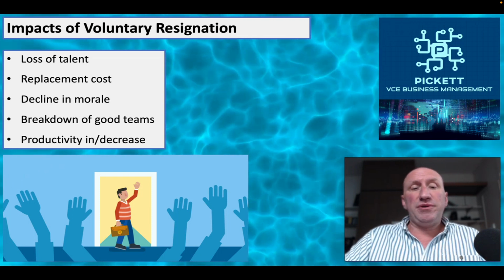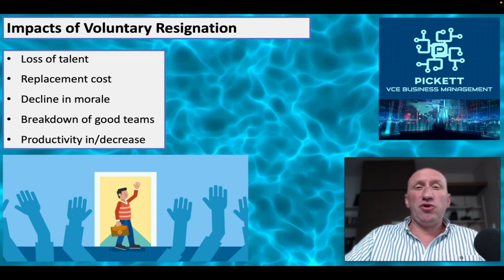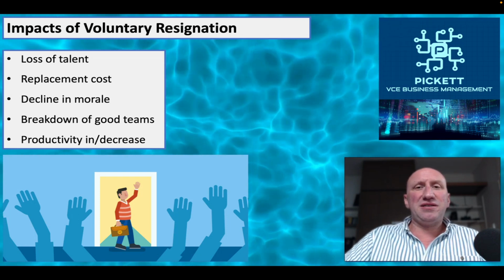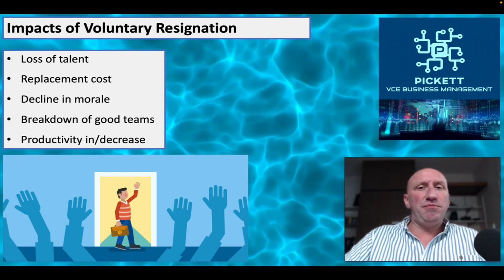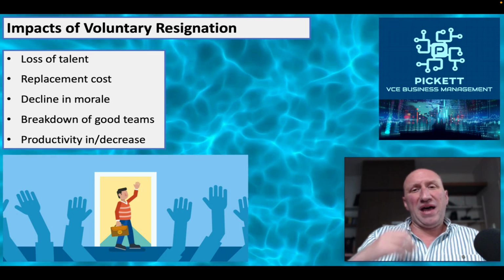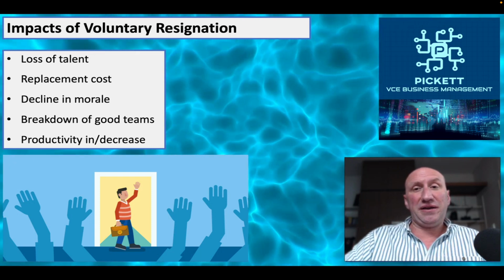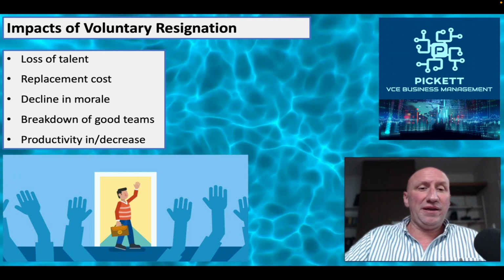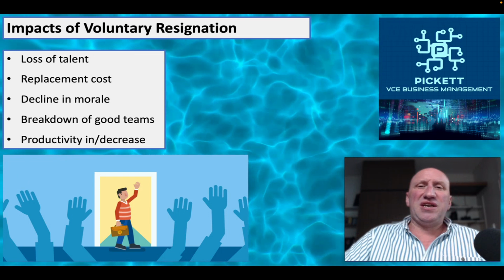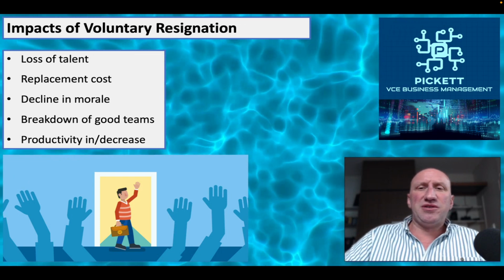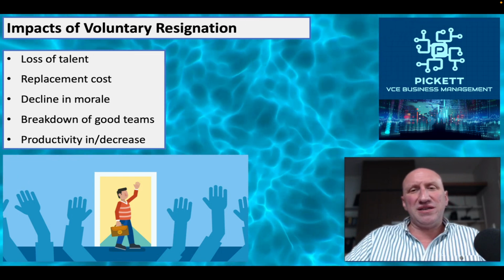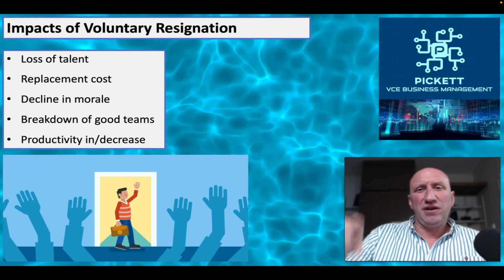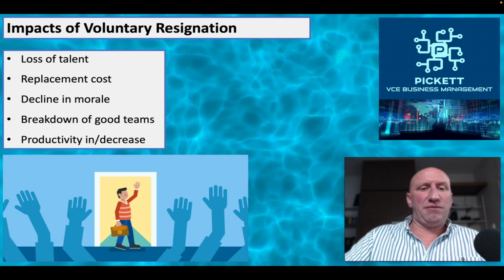Decline in morale, potentially. Look, if this is a real key person in the team and an upbeat person that everyone likes, that can negatively impact morale for a while. I guess on the flip of that, if it's somebody that people don't particularly like, morale could actually improve. So that could work either way. Kind of associated to that is the breakdown of good teams. If this person's a real team player, particularly a leader within teams, then those teams can suffer. So some of these things are linked together pretty closely.